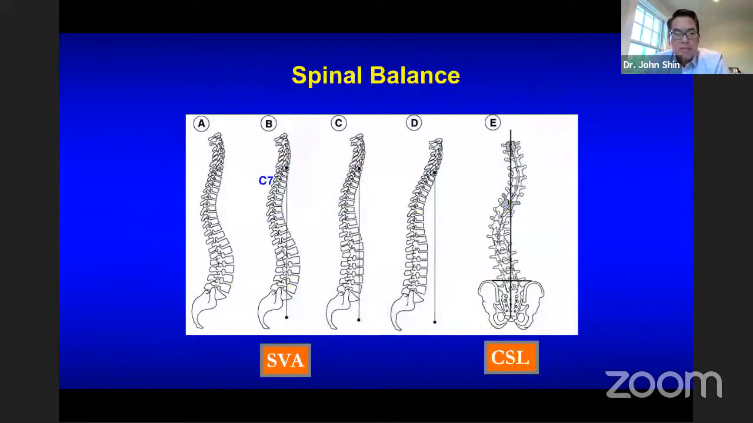So we think about spinal balance, we think about alignment. That's really been emphasized in the last decade or so. And we think about that in the sagittal plane as well as in the coronal plane. And in cervical deformity, especially kyphosis, it's more of a sagittal issue more than coronal, but we do think about the coronal alignment, especially between C2 and T1.